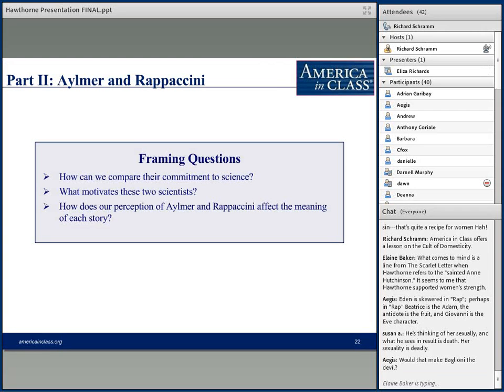And we have a mention here in the chat of Baglioni, and of course Baglioni is that warning character who alerts him to the danger of Dr. Rappaccini.